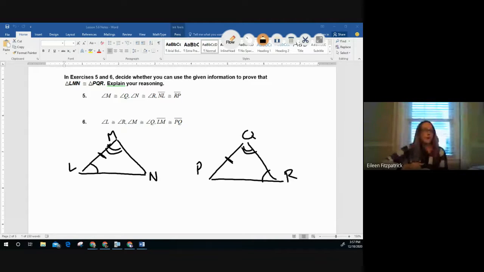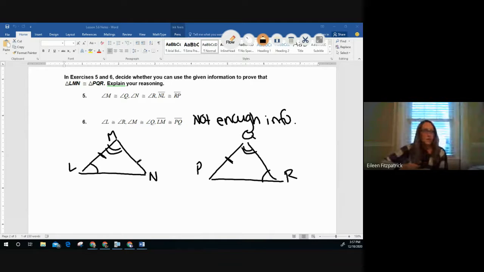So I have two angles and an included side. I have two angles and a non-included side. So for this one, I would simply say not enough info just based on the markings. But let's go back and see if there's anything else that we could add.